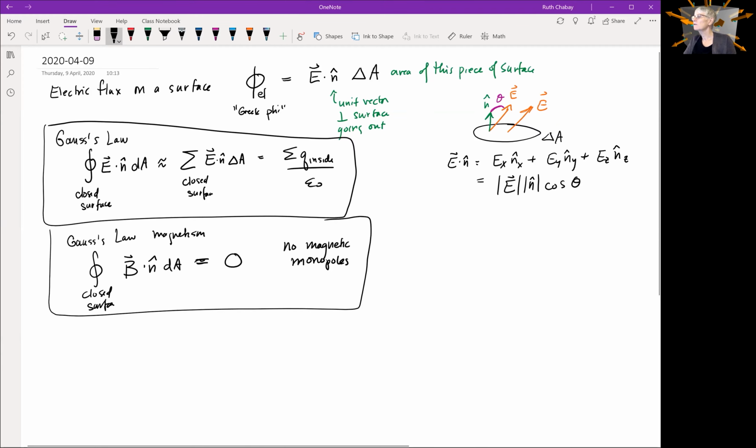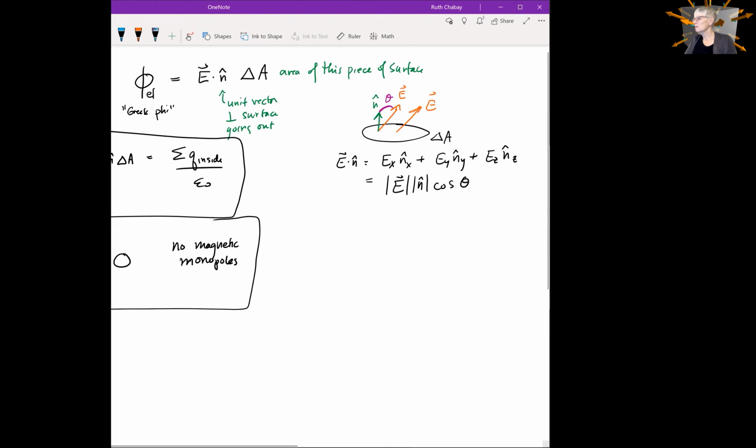So let me find the chat window here. It's probably behind. There we go. Okay.